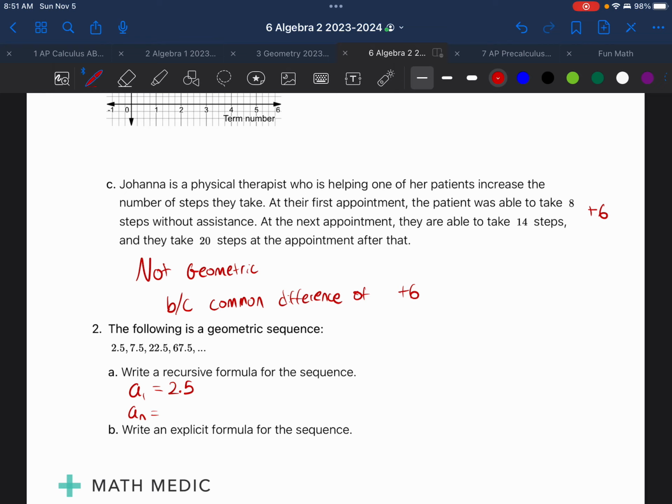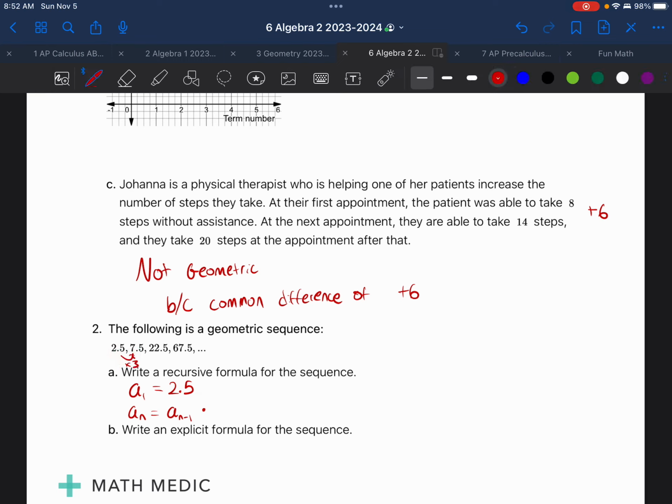And the pattern is take the last number, so take a sub n minus 1, and then do something to it. Because this is a geometric sequence, we're going to be multiplying instead of adding. If this was an arithmetic sequence, we would be adding here. What are we multiplying by? To get from 2 to 7, I don't know how to multiply there, but this is closest to 6, and this is closest to 2. 2 to 6 would be multiplied by 3. So my first guess is let's multiply this by 3.